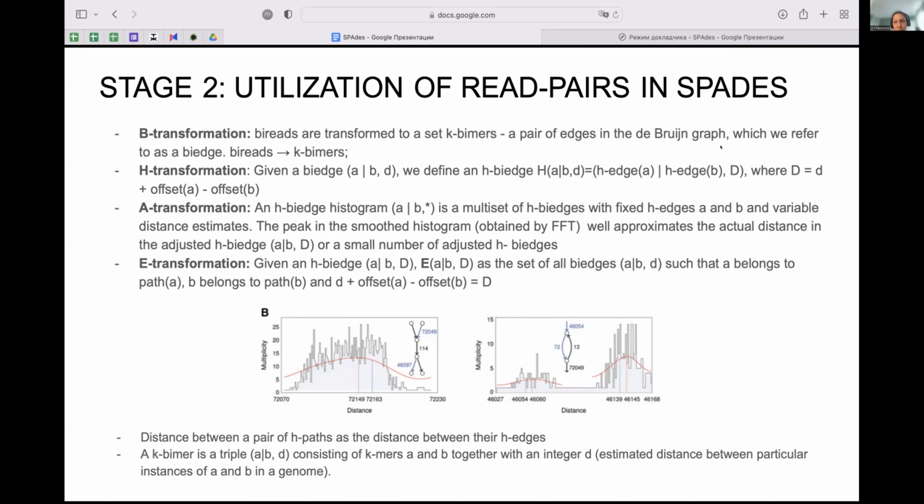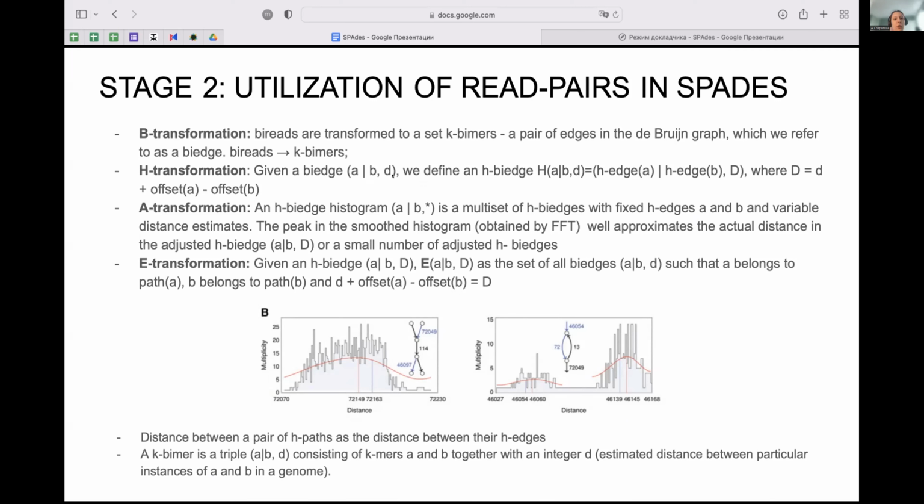And the most crucial part is D, a new estimated distance, which equals D plus offset A minus offset B. Why do we need to do so? Because D as a distance estimate is very inaccurate in original genome data, and we need somehow to aggregate and reconstruct the original distance between the edges.